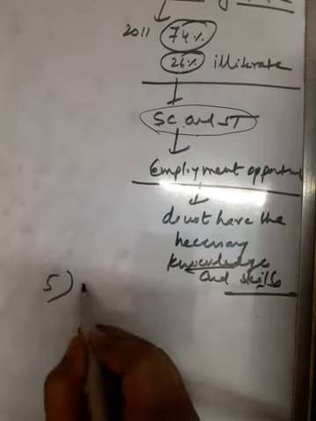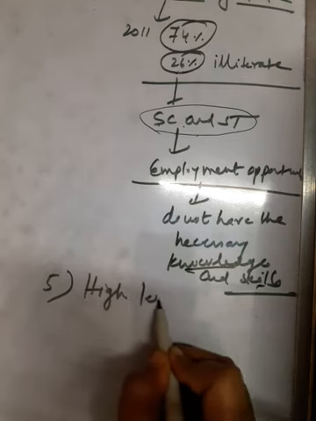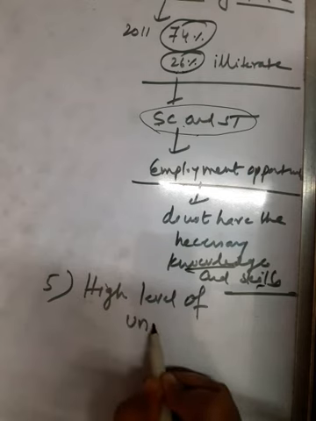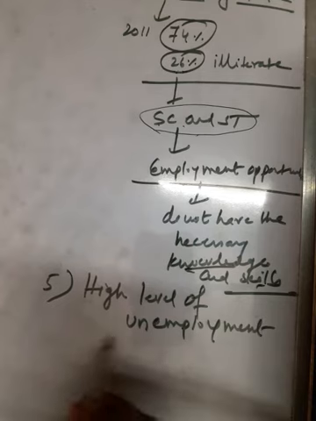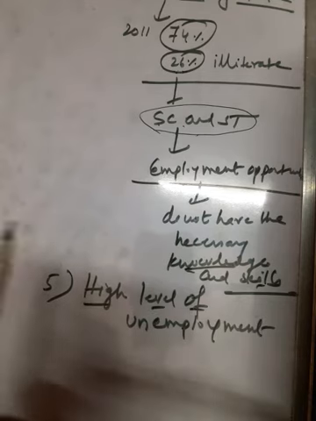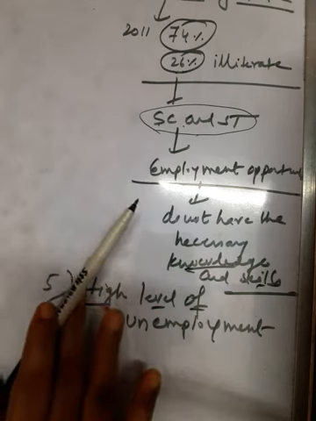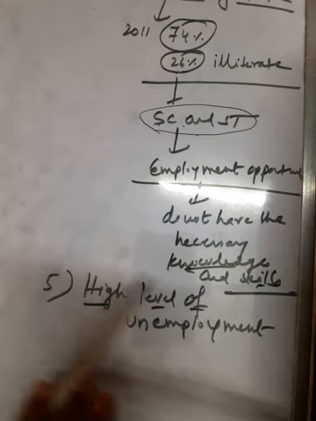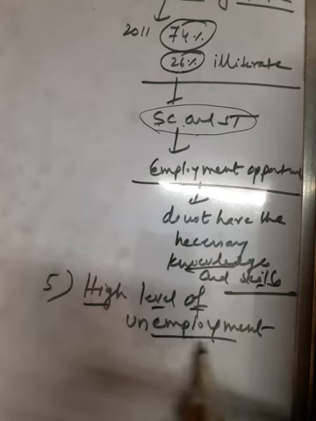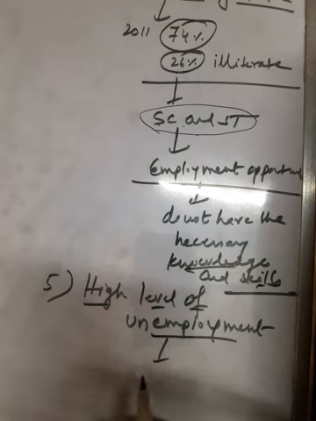Now, the fifth reason is high level of unemployment. If you see, students, everything is connected to one another. Because of rising population there is illiteracy, and because of illiteracy there is a high level of unemployment in our country. The urban poor in India are largely the overflow of rural poor who migrate to urban areas in search of employment and livelihood.